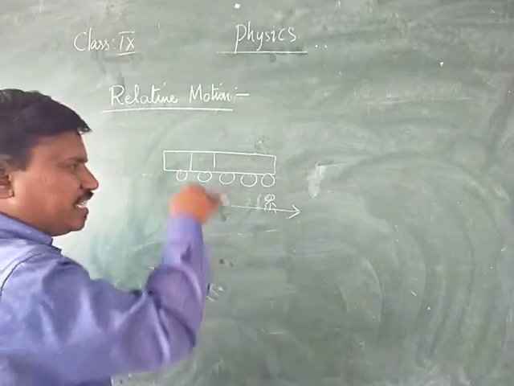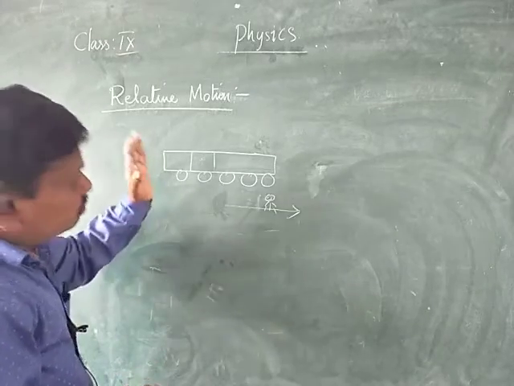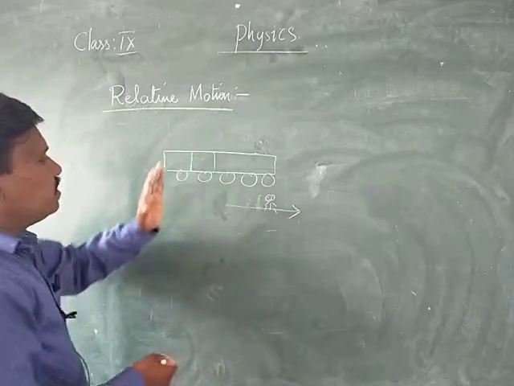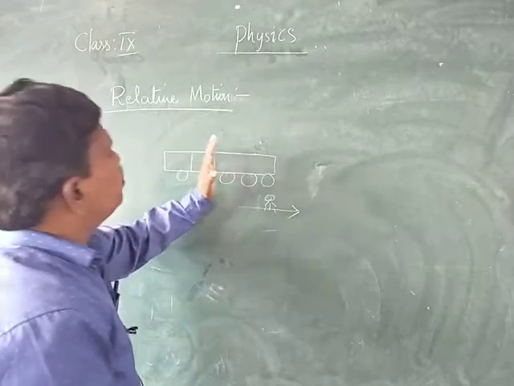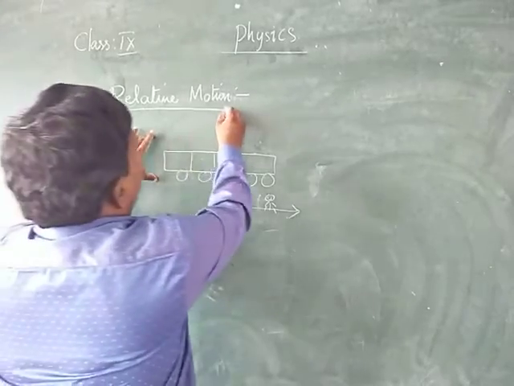But is the person sitting in the train moving? No. He may or may not. But though the person is sitting over there, this person feels that the train is moving. In the same way, the person who is sitting in the train is also moving. This is called relative motion.